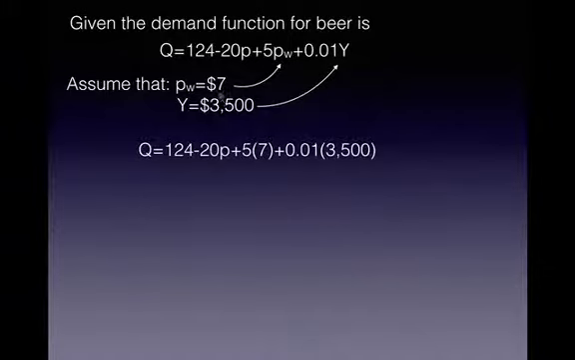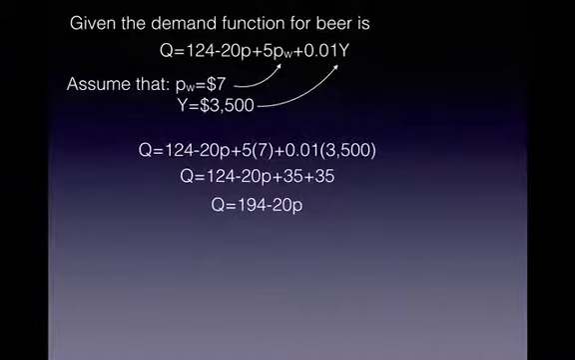So you can see here we place 7 in for PW and 3,500 in for Y. We multiplied that through, getting 35 for the product of 5 and 7, and 35 for the product of 0.01 and 3,500. We simplify that and we get the demand function is equal to Q equals 194 minus 20p when the price of wine is equal to 7 and the average income is equal to 3,500.